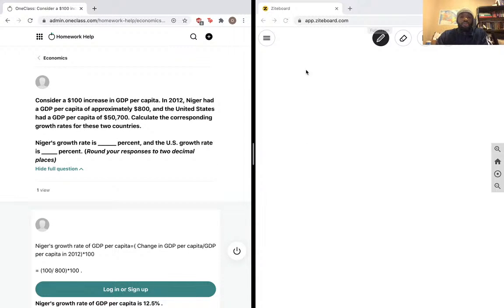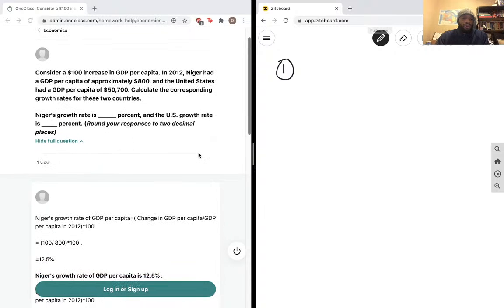All right, this is question 1. Consider a $100 increase in GDP per capita. In 2012, Niger had a GDP per capita of approximately $800, and the United States had a GDP per capita of $50,700. Calculate the corresponding growth rates for these two countries. So let's see what our tutor did here.